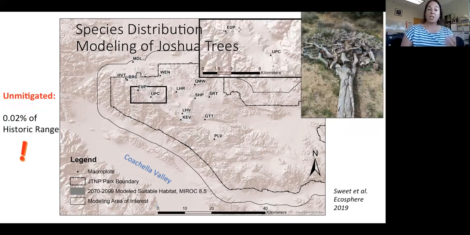And if we really do not mitigate due to climate change, this is a photo I took of a Joshua tree laying down, looking very sad. And so that would be probably 0.02 of the historic range. So really none of the Joshua trees within Joshua Tree National Park.